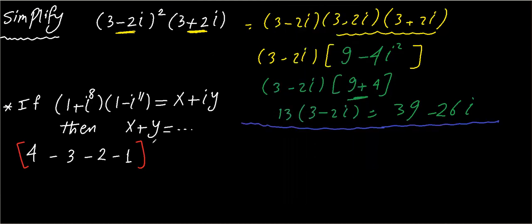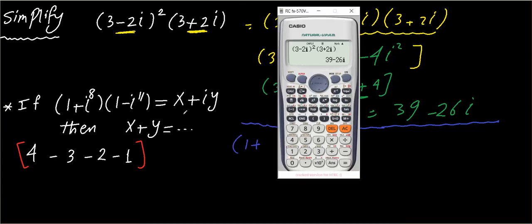The second question: if (1 plus i) power 8 times (1 minus i) power 11 equals x plus iy, then find x plus y. This exercise talks about the equality between two complex numbers. First, we have to find the left side in the simplest form. (1 plus i) power 8. We said before, we can divide the power by 4 and check the remainder.